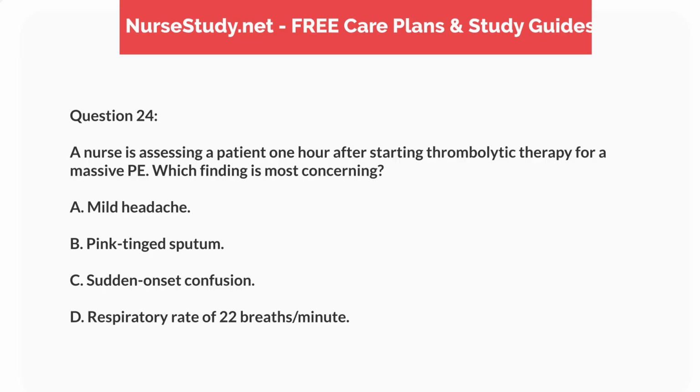Question 24. A nurse is assessing a patient 1 hour after starting thrombolytic therapy for a massive PE. Which finding is most concerning? A. Mild headache. B. Pink-tinged sputum. C. Sudden onset confusion. D. Respiratory rate of 22 breaths per minute.